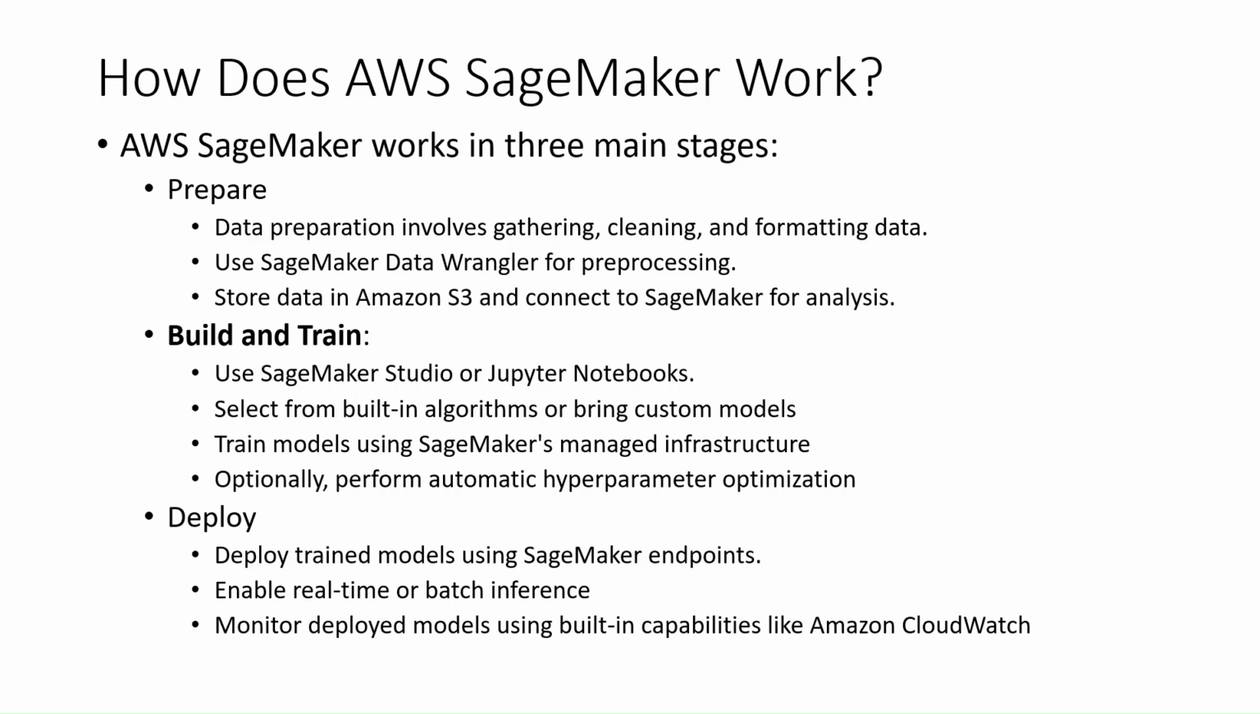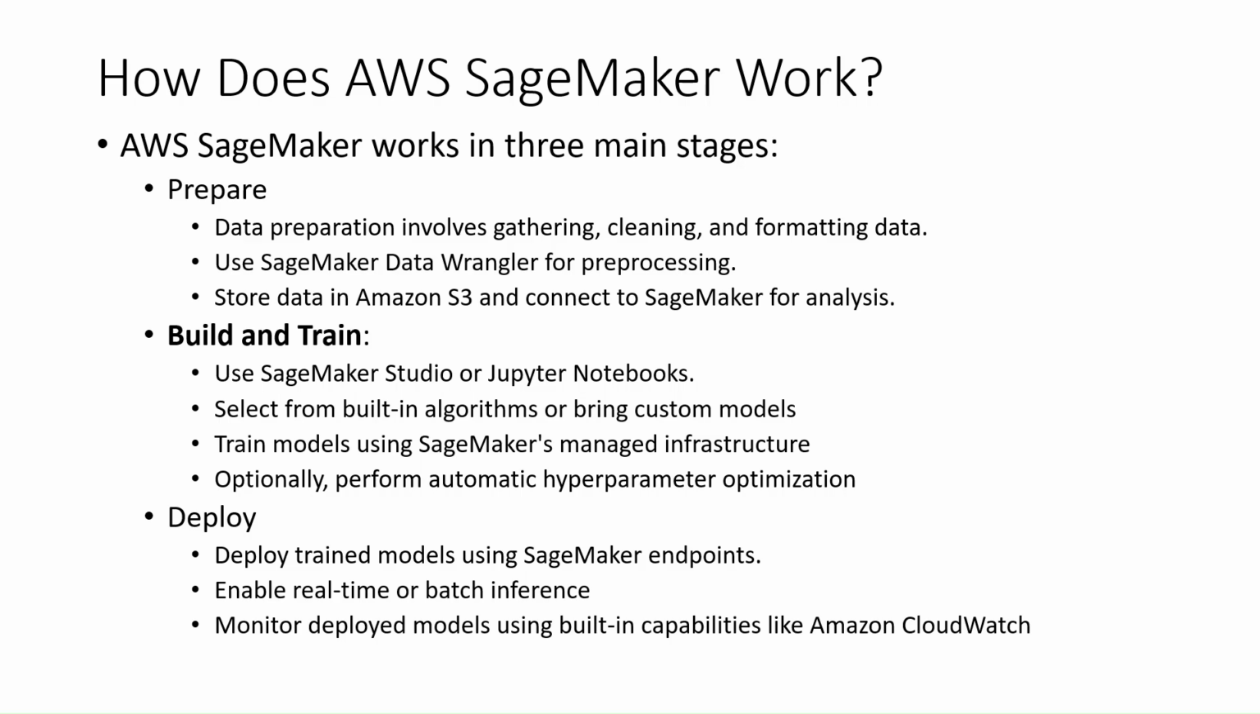Fine. Next, build and train. Use SageMaker Studio or the Jupyter Notebook. We require an IDE or UI to pass the commands or code to do our things, so we'll use SageMaker Studio or the Jupyter Notebook, whichever is comfortable for you. Select from built-in algorithms, or you can go with custom algorithms also. It's completely up to you based on what you are training. Train the model using SageMaker's managed infrastructure and optionally perform automatic hyperparameter optimization too.